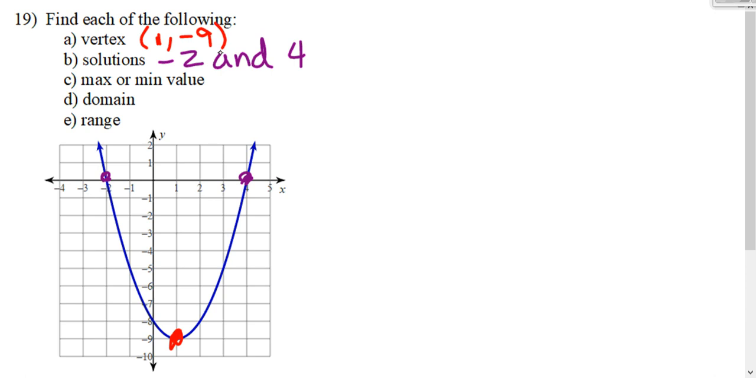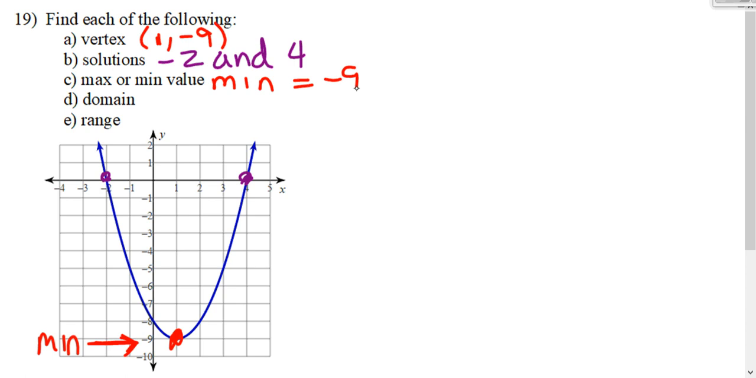Max or min value, well, this is the bottom of the parabola right here, okay? So we would say that's a minimum. So it's a minimum, which equals -9. The minimum value is -9.